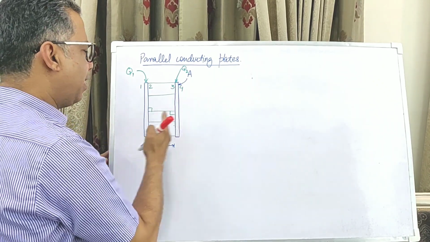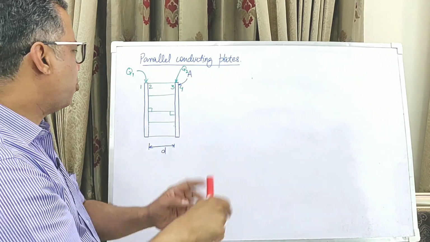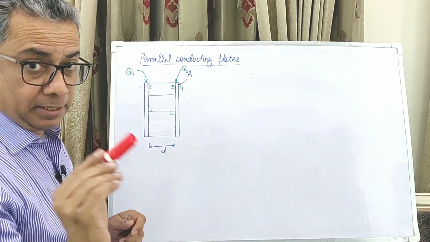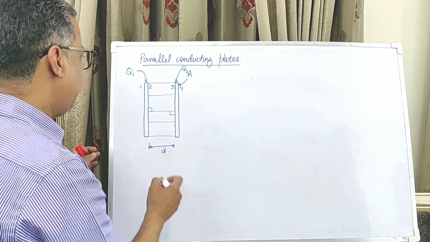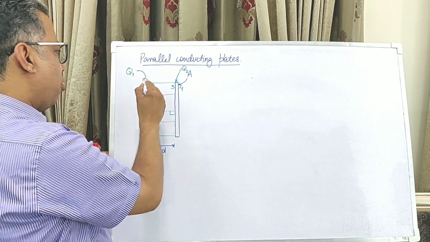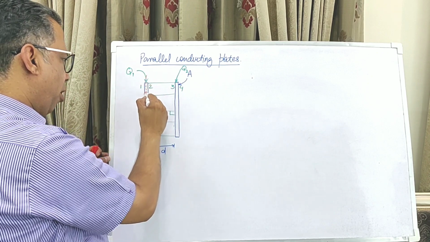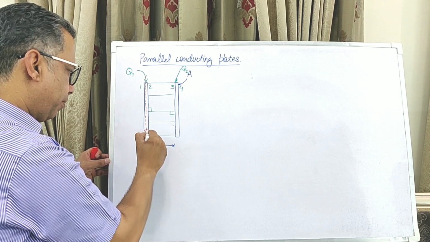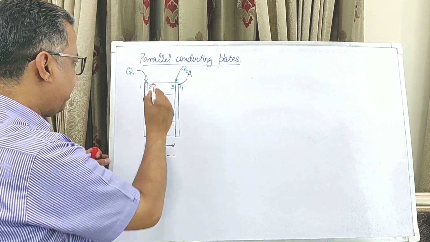Now we have these lines, and there may be lines outside as well. In this space there will be lines here. I'm not talking about those yet. We might talk about them later. Now I draw a Gaussian surface, a cuboidal shaped Gaussian surface like this.